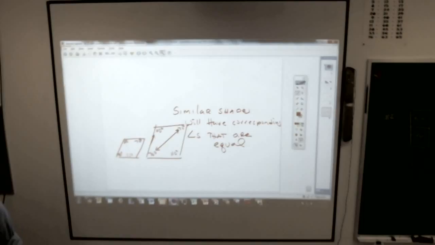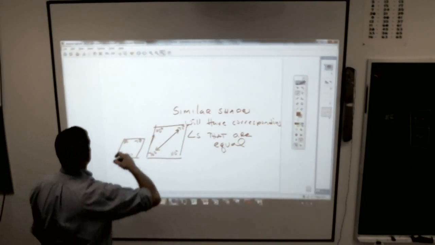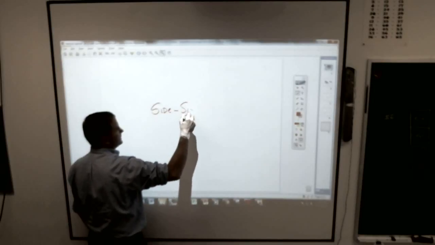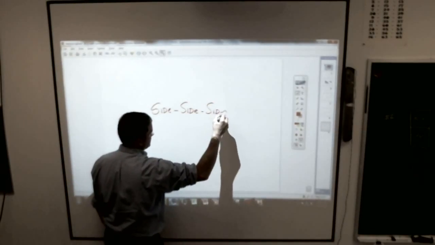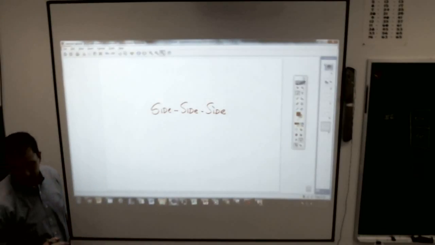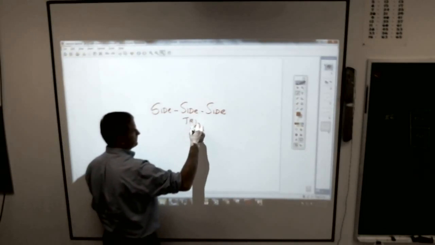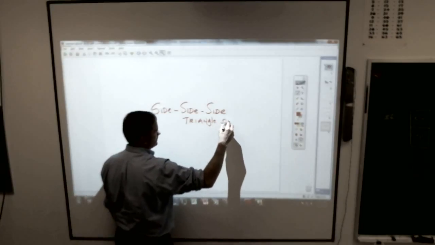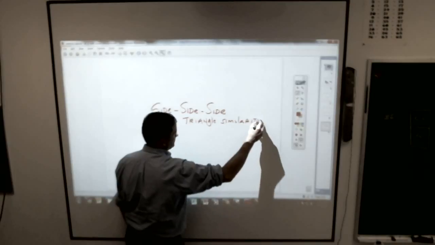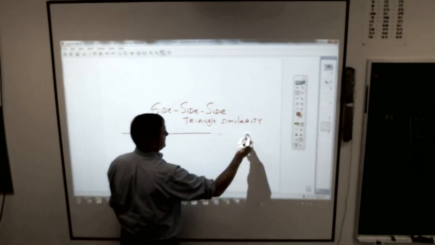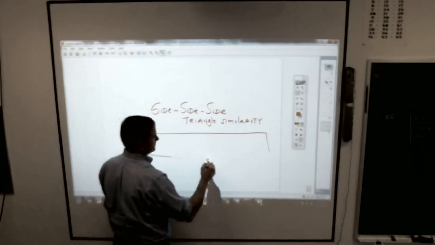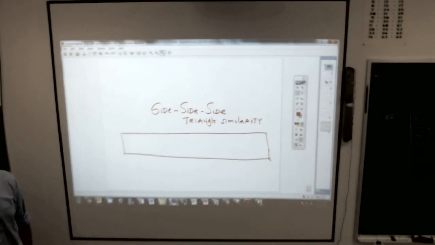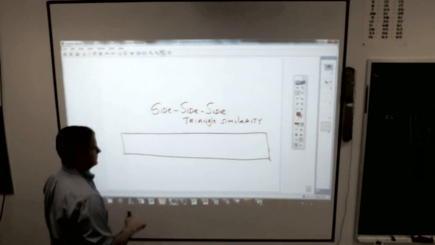Now, lest you were confused enough, write this down, and it's the same notes. This is called side, side, side. This is, by the way, geometry stuff. Triangle similarity. And what that says is this, ladies and or gentlemen. This is my little box here. That says this. Oh, I guess we already said that.